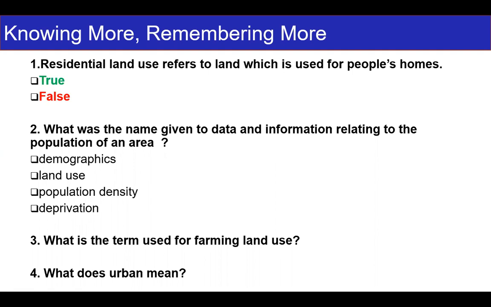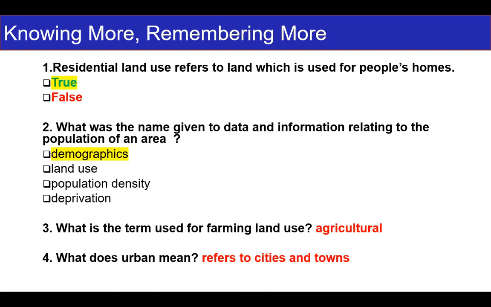Okay, let's go through them. Number 1, residential land use refers to land which is used for people's homes is true. Number 2, the name given to data and information relating to the population of an area is demographics. The term used for farming land use is agricultural. And urban refers to cities and towns.